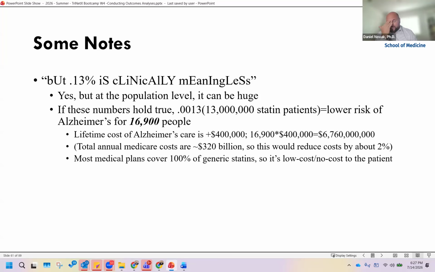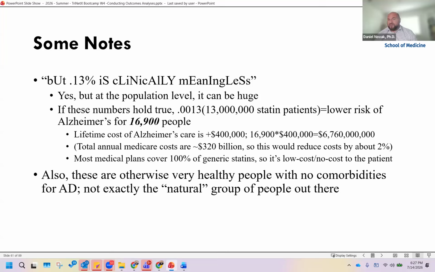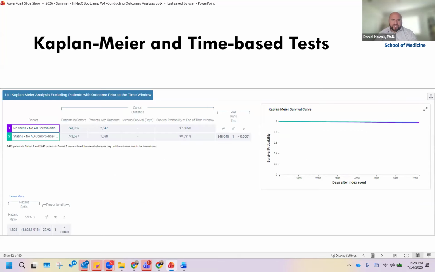Also, as I said earlier, most medical plans cover 100% of generic statins. It's no cost, low cost. The side effects are relatively low for a low dose, and people can be on them for a long time and tolerate them fairly well. There are some side effects, but you have to talk about that with your doctor to determine if it's a good idea or not. Also, there are otherwise very healthy people with no comorbidities for AD, and that's not exactly the natural group of people out there.